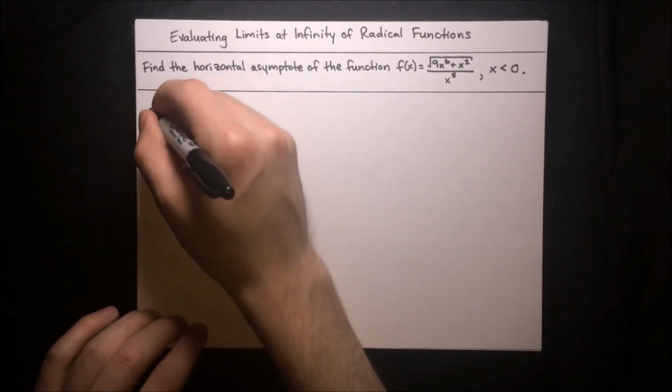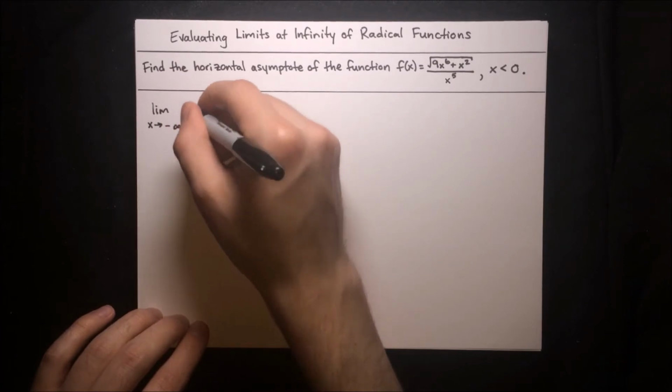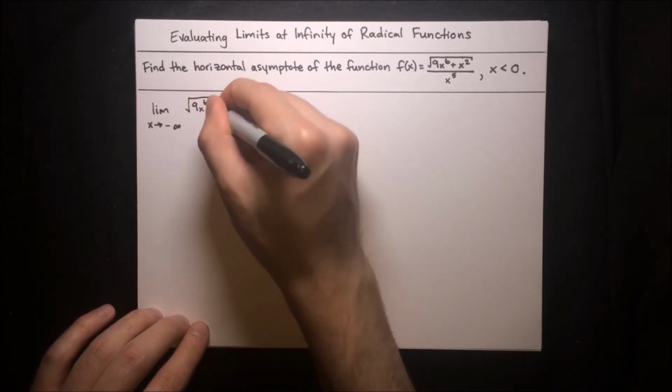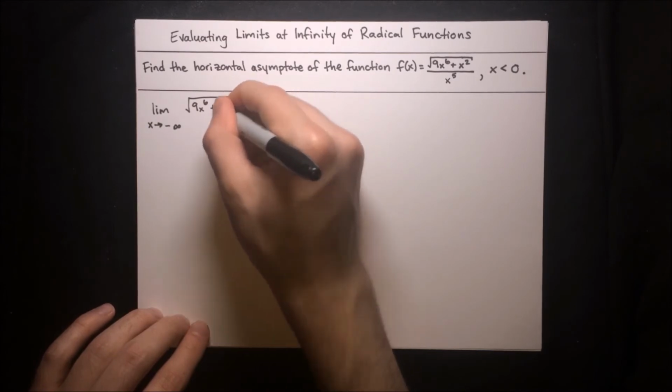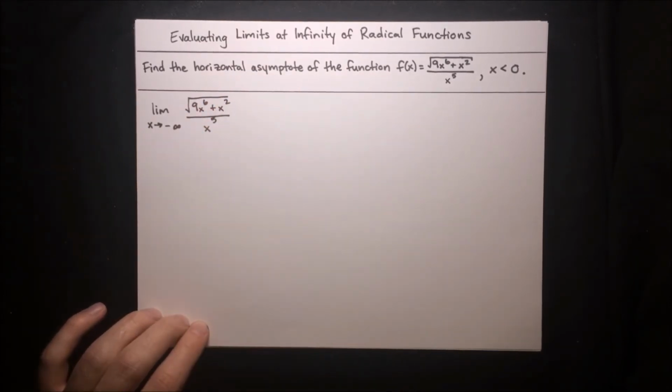So that's what we need to compute. We want to compute the limit as x approaches negative infinity of f of x. And f of x is just the root of 9x to the 6th plus x squared, all over x to the 5th. Alright, so do you remember what the first step is?